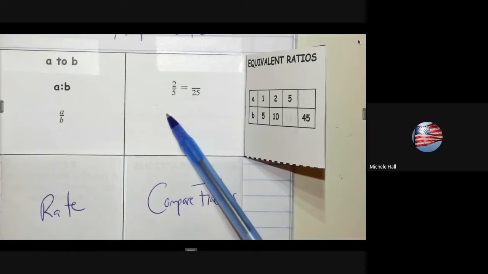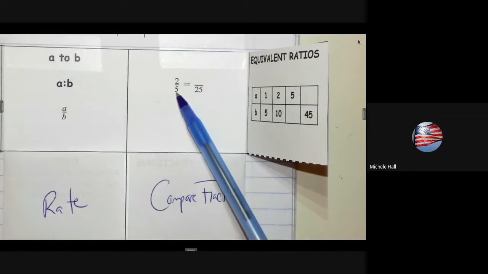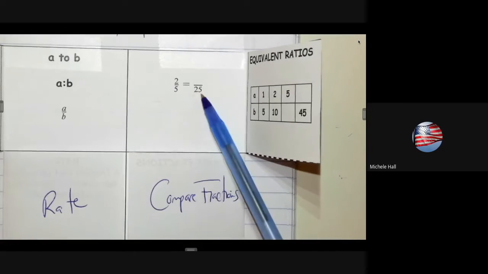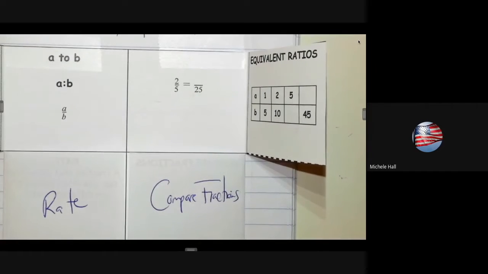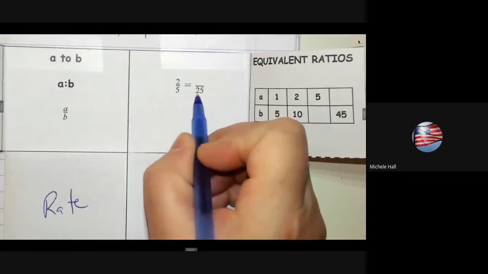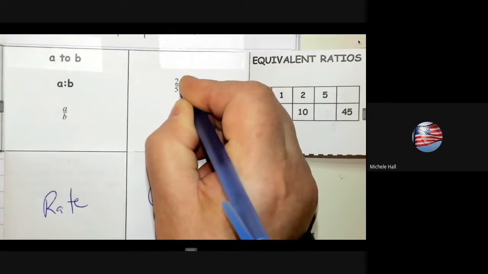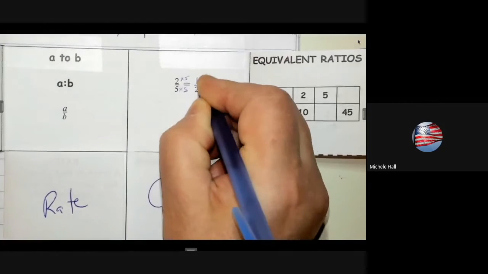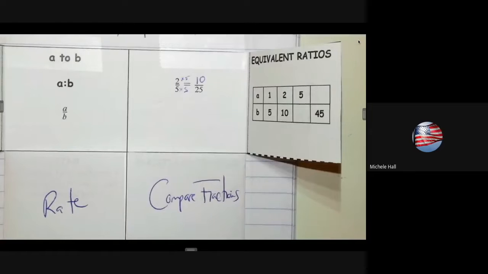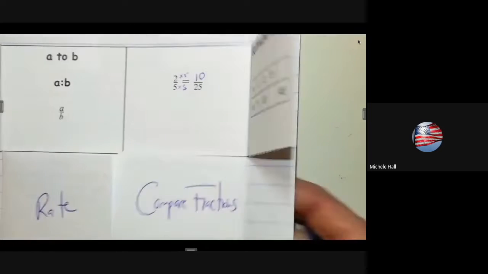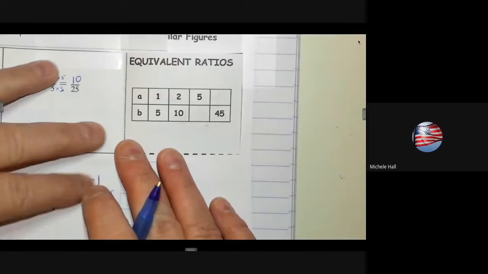Sometimes you can use a shortcut by seeing, well, 5 is in the denominator and it has changed to 25. How has that changed? Remember, equivalent fractions are found by dividing and multiplying by the same number. Here I see that 5 has gone up to 25, so if I do 5 times 5, then I also need to do 2 times 5, which would be 10/25. Those are equivalent ratios.